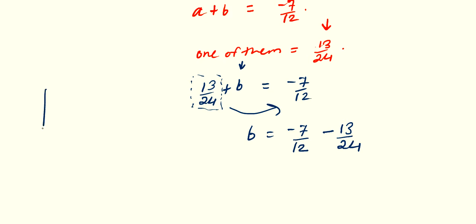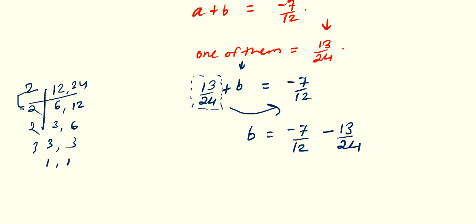12 and 24 are different denominators. So find the LCM starting from 2. 2 sixes are 12, 2 twelves are 24, 2 threes are 6, 2 sixes are 12, 3 not divisible, 2 threes are 6, then 3 ones are 3, 1. So 2 twos are 4, 4 twos are 8, 8 threes are 24. So the LCM is 24.